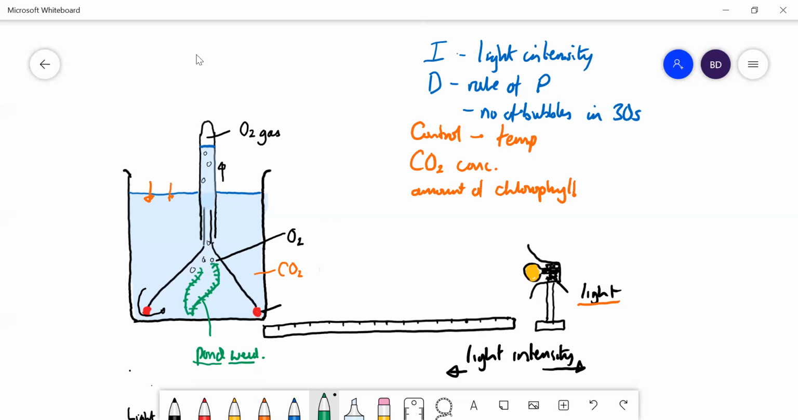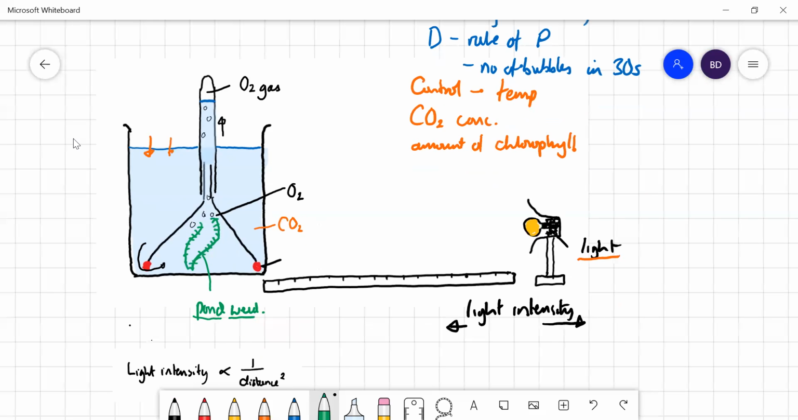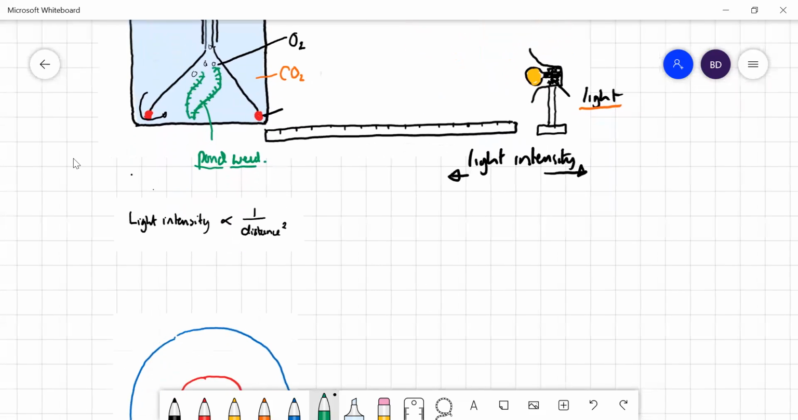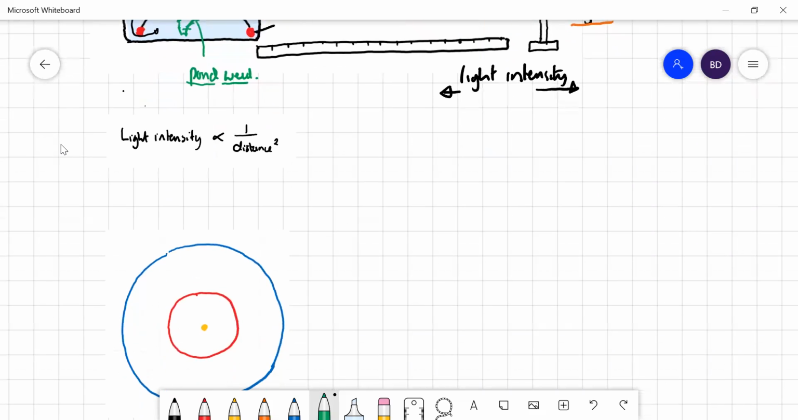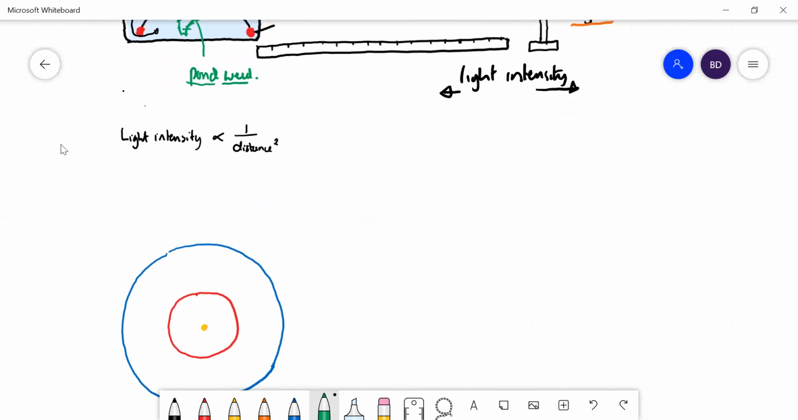Okay, control variables. Okay, so now let's think about how we're going to change the light intensity. And this is a little bit tricky because you see here, light intensity is proportional. This sign here is proportional. That means to 1 over the distance squared, not just the distance, 1 over the distance squared, right? And let's see why that is. A little diagram here. Why is that the case?